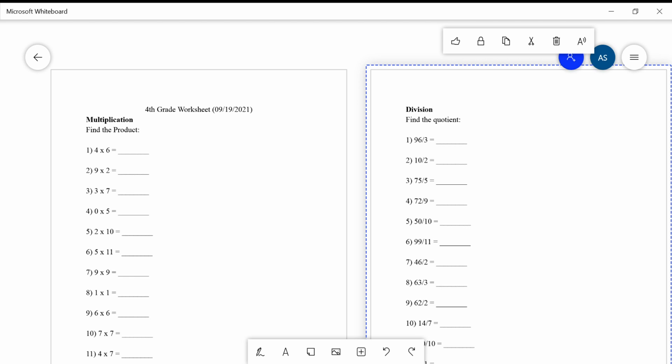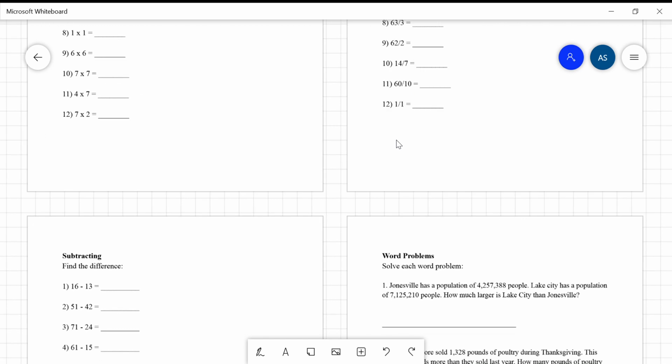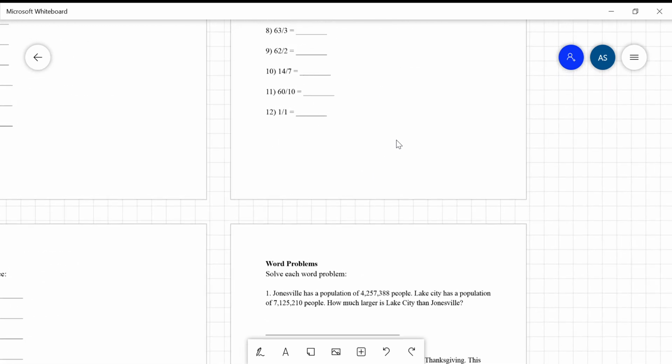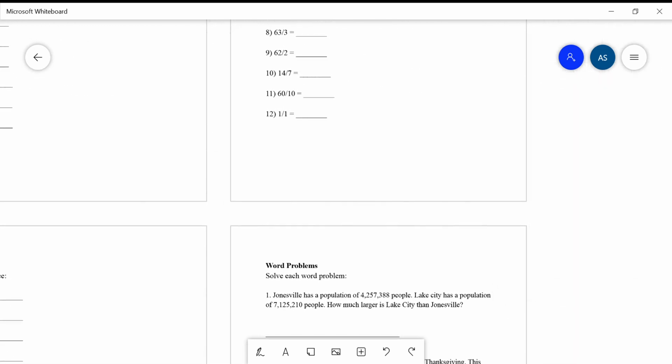Hey guys, so for today you are going to be working on the 4th grade worksheet for week 6. On our very first page we have multiplication, next is division, our third page is subtraction, and the last one will be word problems. For the word problems, I ask that you try them on your own because it is a review of everything that we will be doing.